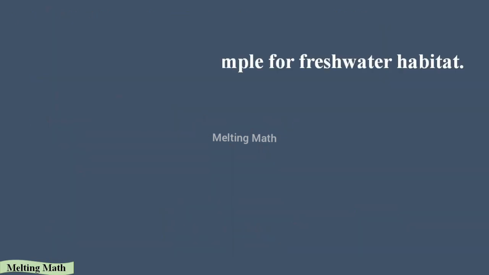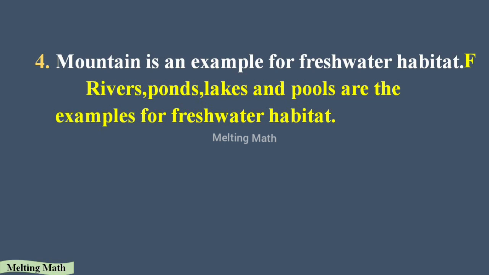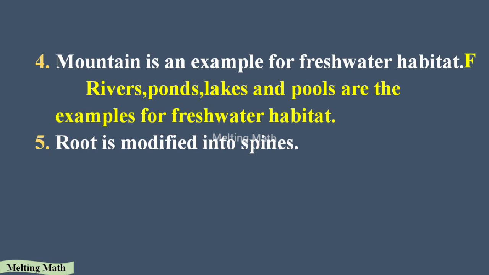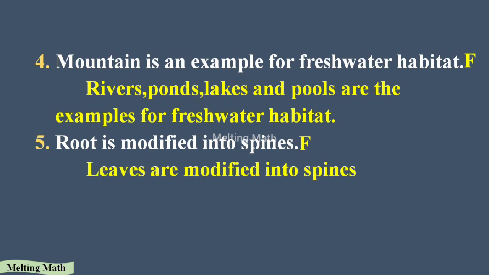Next, see the fourth one. Mountain is an example for freshwater habitat. Is it correct? No, it's false, because rivers, ponds, lakes and pools are the examples for freshwater habitat. Okay, next, see the fifth one. Root is modified into spines. Is it true or false? It's false, because leaves are modified into spines.